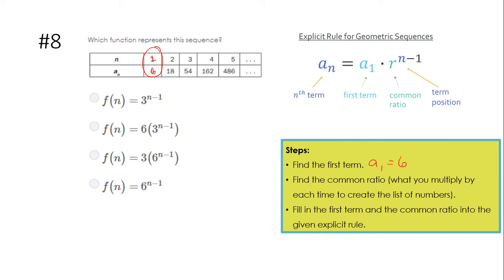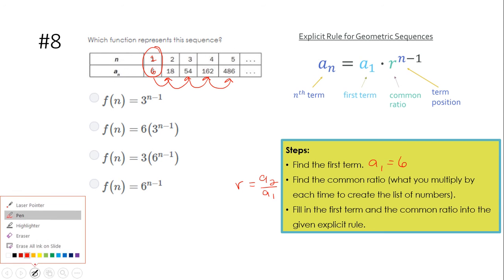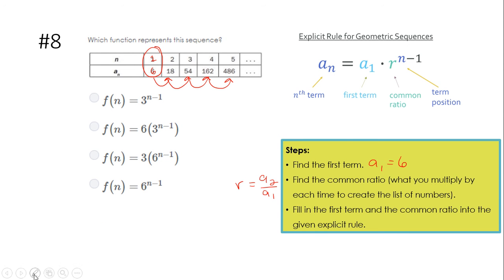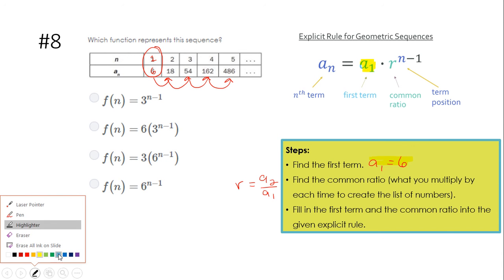Okay? Find the common ratio. This is what we multiply by to get to that next number. To find the common ratio, take your second term, divide it by your first term. That's going to give you r. Okay, then I'm just going to kind of help color code where you plug things in. So here, you can't really see that. A sub 1. Let me change it to maybe blue.